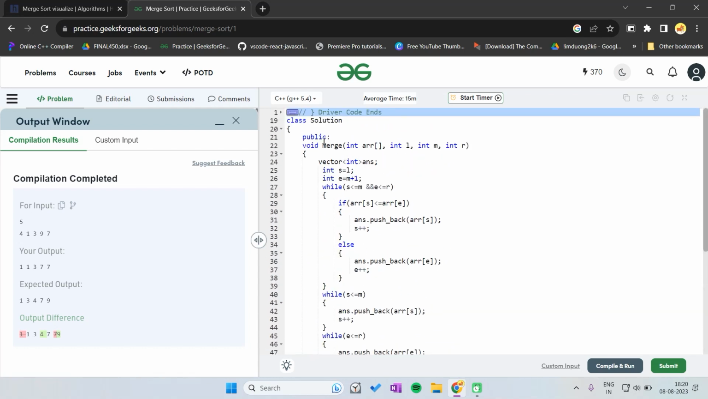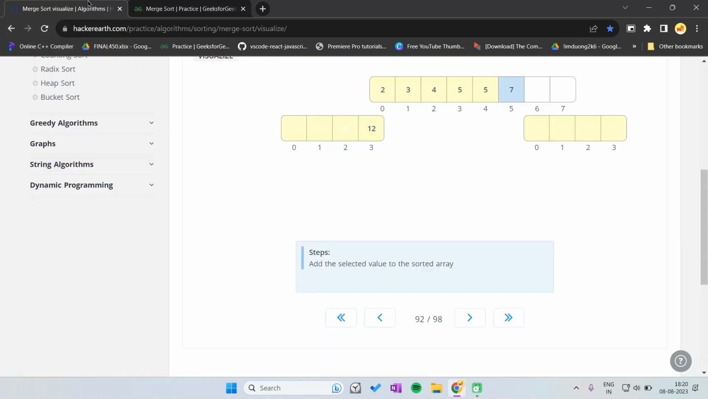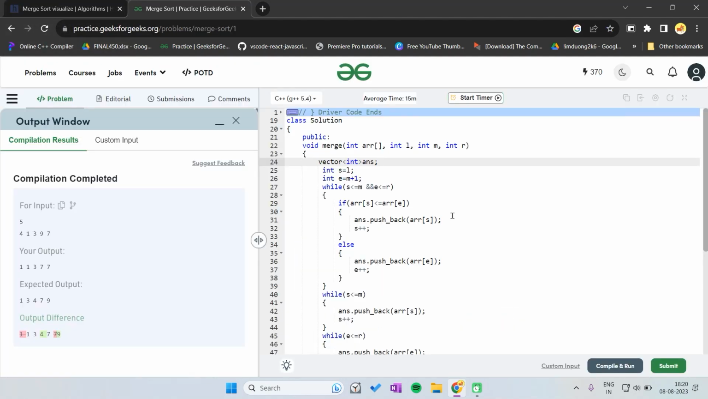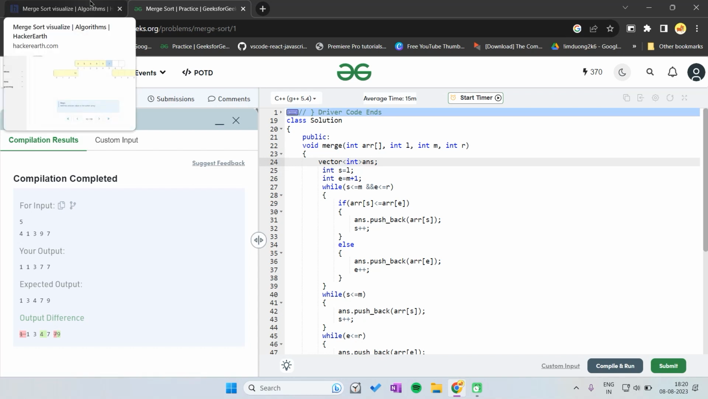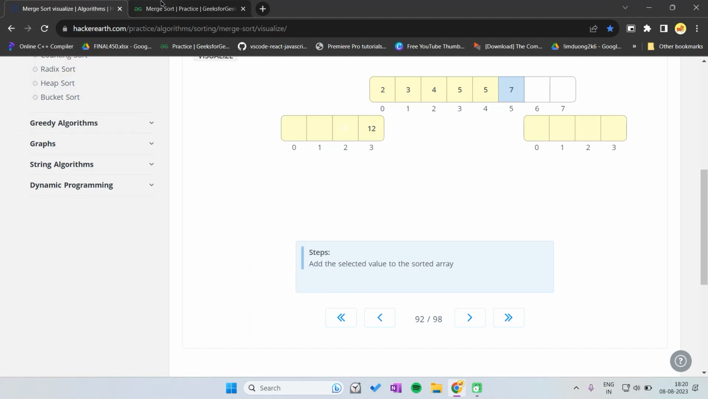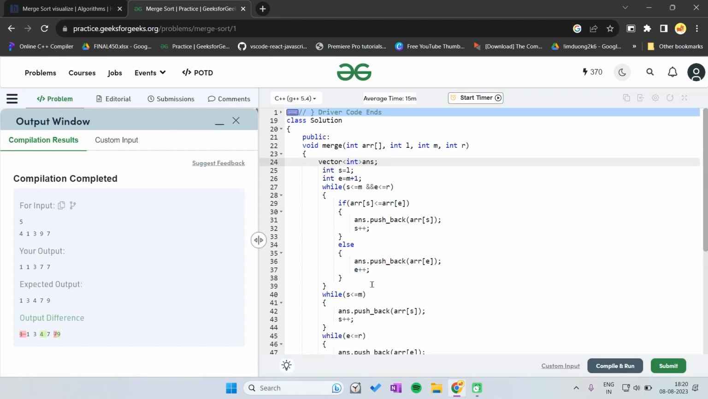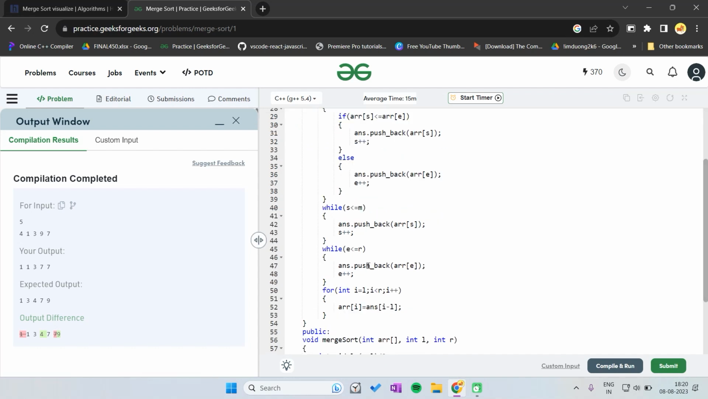These steps are correct. Now we are merging, so we're saying vector int answer, s is L, e is m plus 1. Then we're saying if s is less than m and e is less than r. Then if ARR s and ARR e, whichever is lesser, we have to push this and move here. If it is greater, then we have to push e and e plus plus. It's alright. Then if s is less than or equal to m, we have to push ARR s and s plus plus. Otherwise we have to push ARR e and e plus plus.